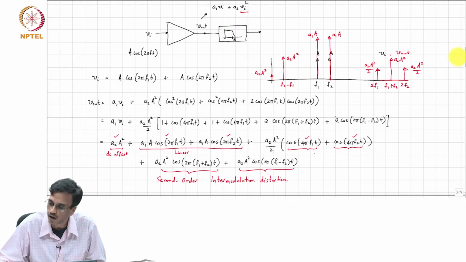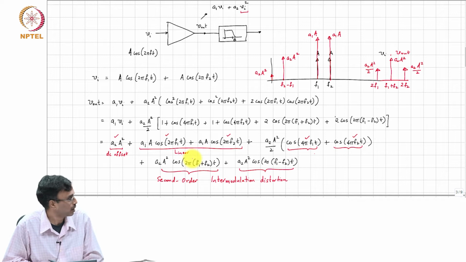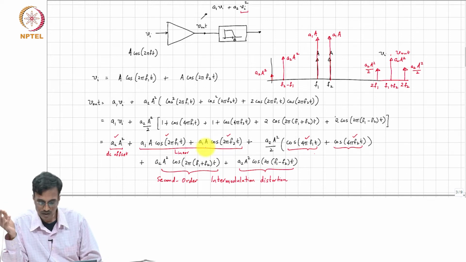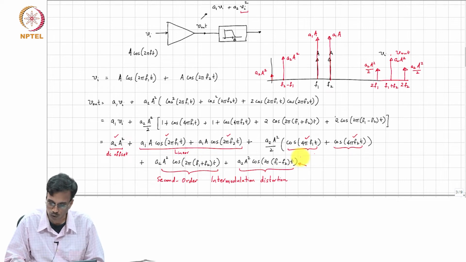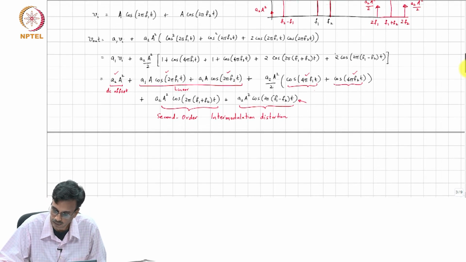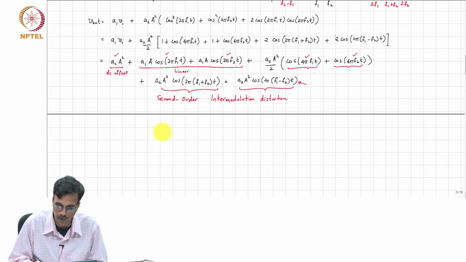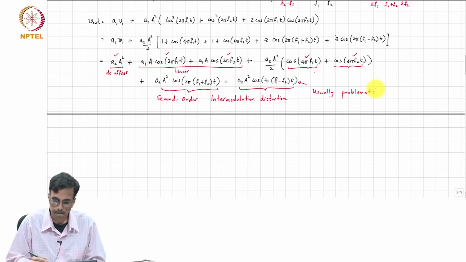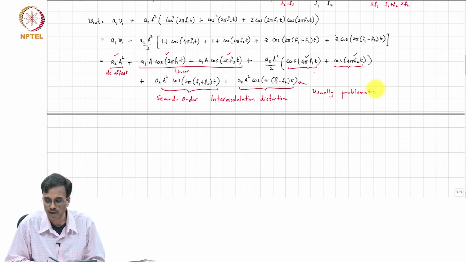So, for example, if F1 and F2 are close by, then the F1 plus F2 term will be a very high frequency and can often be removed by filtering. So, usually it turns out that this F1 minus F2 tone can be problematic, and there is no way of getting rid of this by using a filter, right.